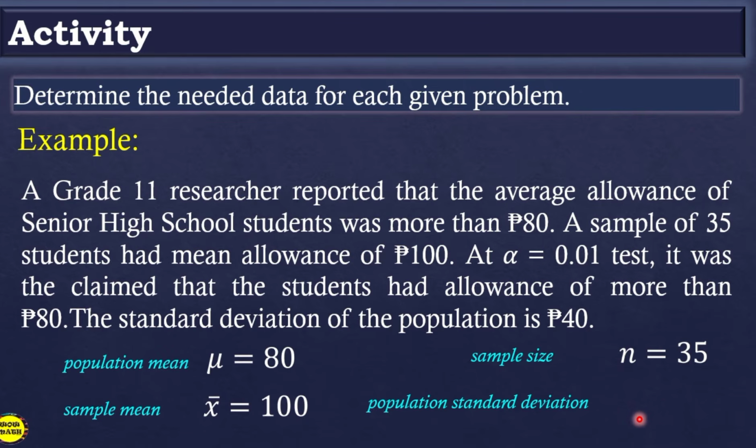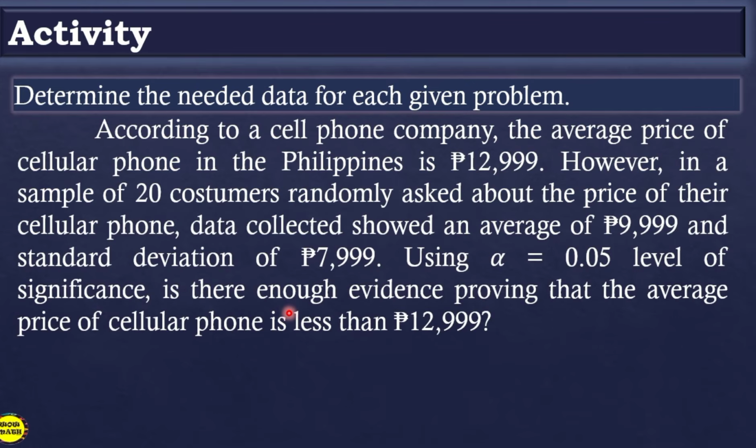Nire-represent naman natin yung sample size sa small letter n. And the population standard deviation is 40, kasi nakalagay naman dito, the standard deviation of the population is 40. So mahalaga na marunong tayong mag-determine ng mga given data para madali rin natin ma-identify kung t-test or z-test yung gagamitin natin kapag nasa testing hypothesis natin. Okay? So, next. Another example.